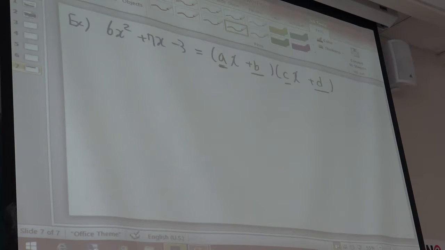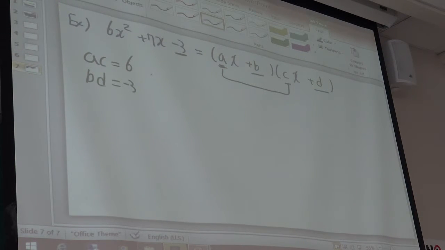If I say A, B, C, D, and I combine the first two, AX times CX, which should be 6x squared. So A times C should be 6. And when I multiply the last terms, B and D, I should get negative 3. So we have to figure out the combination of numbers. The product of AC is 6, and the product of BD is negative 3. But when you distribute this, we should have 7x also.